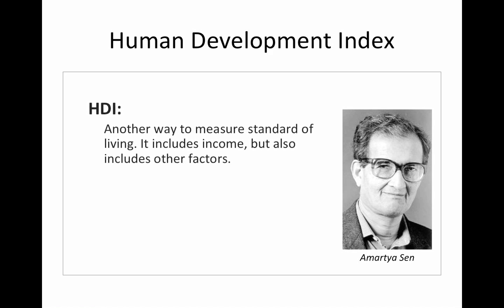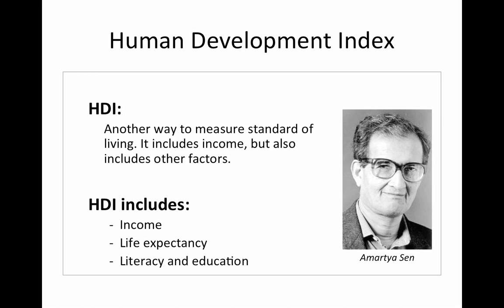HDI is another way to measure standard of living. It includes income, but it also includes several other factors. So HDI includes income, but it also factors in things like life expectancy, which helps to tell us the health of a population, as well as literacy and education. These three things together, Sen felt, measure standard of living better than GDP.